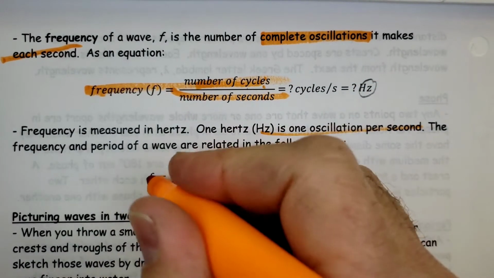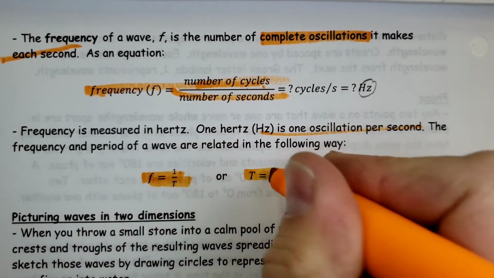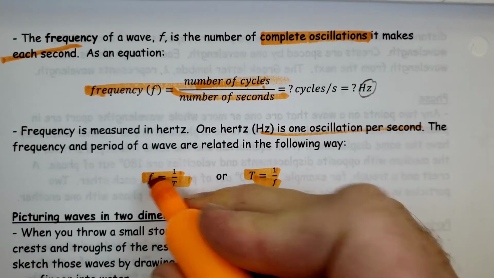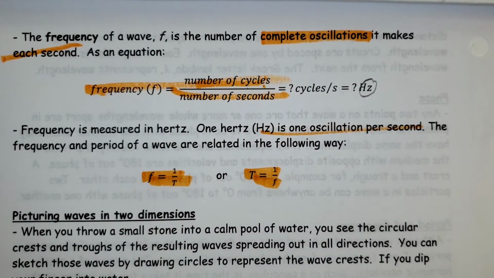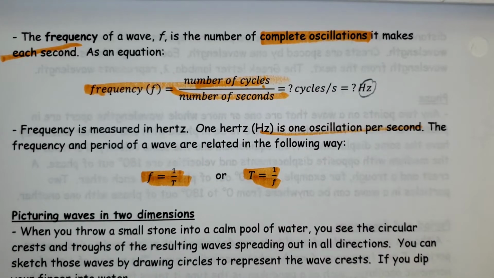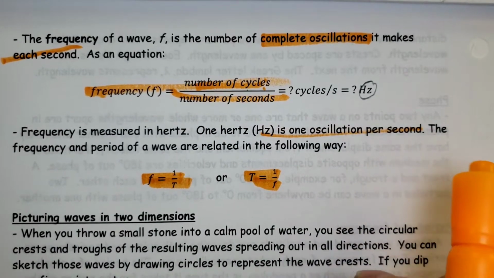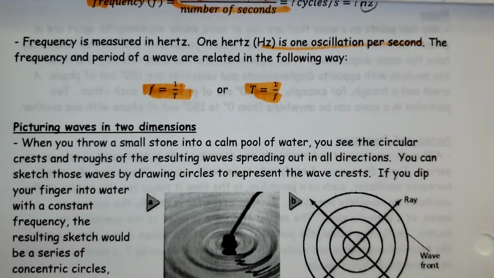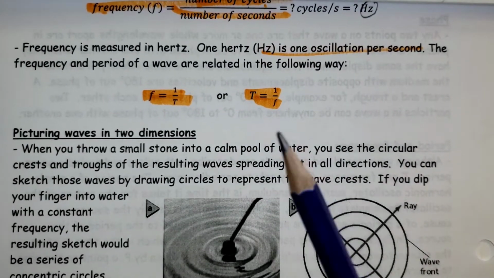And then the relationship between period and frequency, we have that. If I know period, I can figure out frequency by 1 divided by T, or period by 1 divided by f. So they're reciprocal relationships there. So those are all examples of waves in one direction.